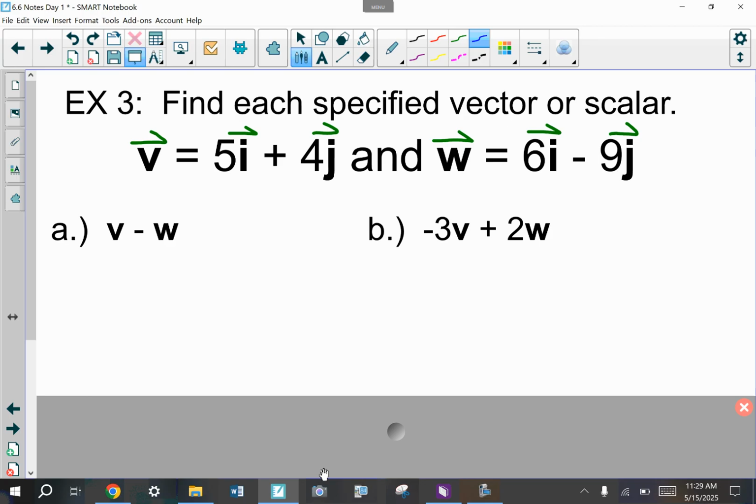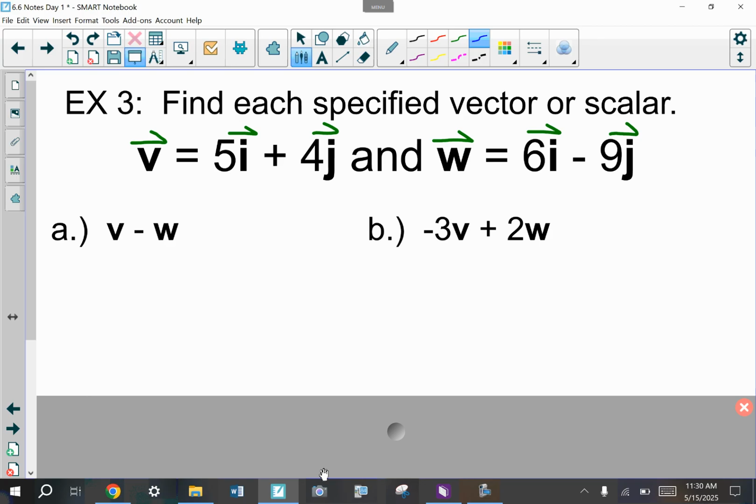So I'm going to sketch that here on the whiteboard. If we have vector v is 5i plus 4j, this is going to play a part in day 3 when we do this. So we would go right 5 and up 4. I'm not going to make it perfect, but that would be vector v. And it says we're going to subtract vector w. Well, vector w is 6i minus 9j, so it would be right 6 and down 9. So this would be vector w.